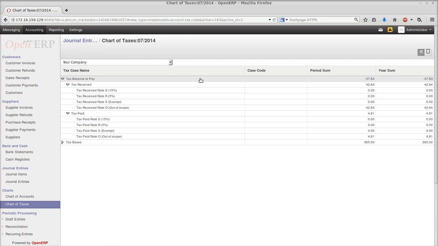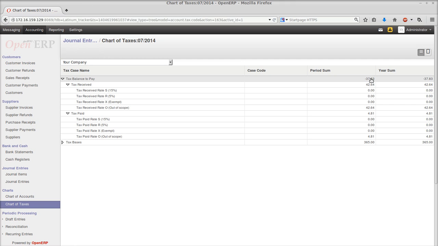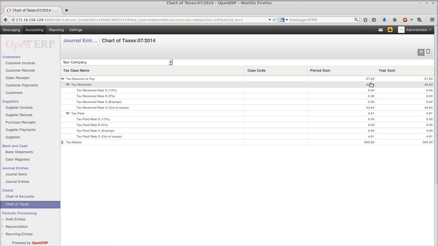Now tax balance to pay, that's a little weird. I should certainly owe a lot more tax than I've paid. So that's weird.